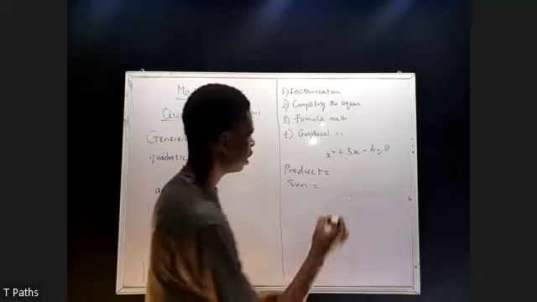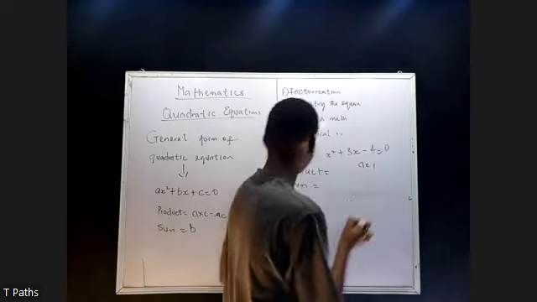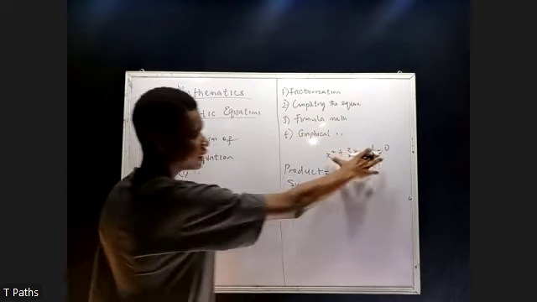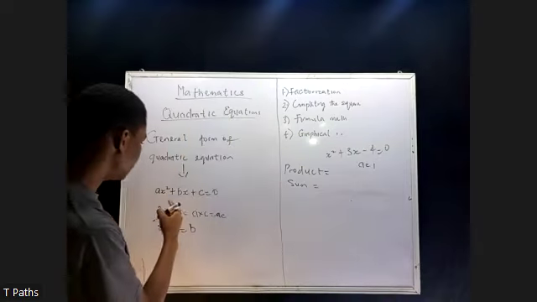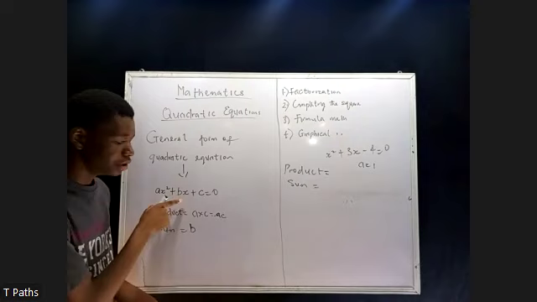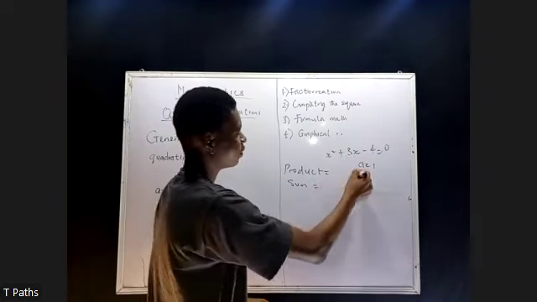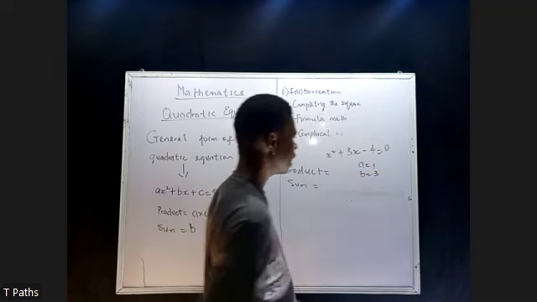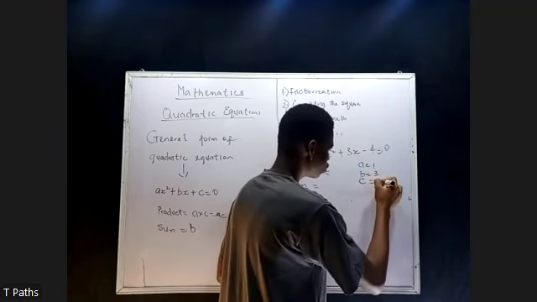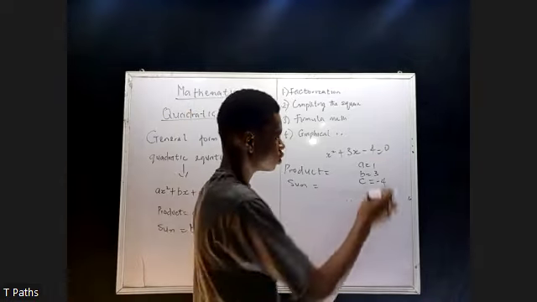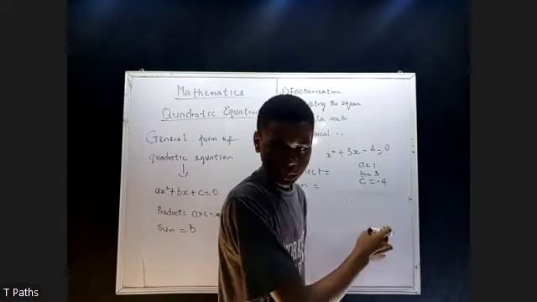What do I mean? By comparing the general form of the quadratic equation with my example here, I can say a is equal to 1. b, which is the coefficient of x here, is equal to 3, because 3 is the coefficient of x. And like I said, c is equal to minus 4. I can't say c is equal to 4 because of this sign here. If this sign here is plus, I can say c is equal to plus 4.